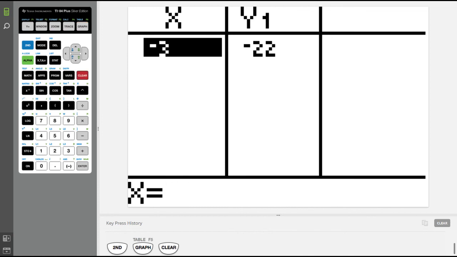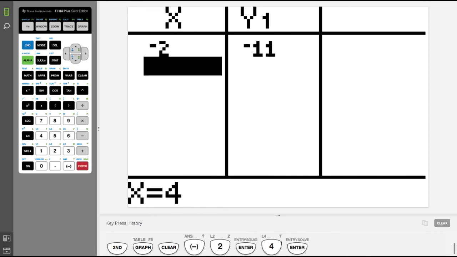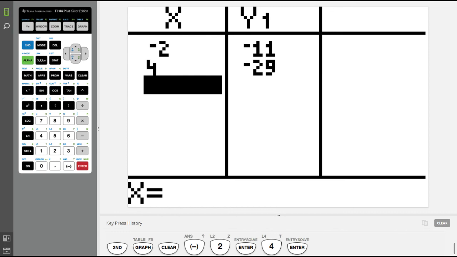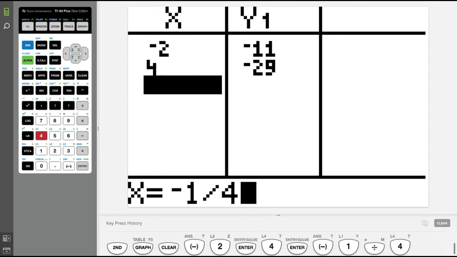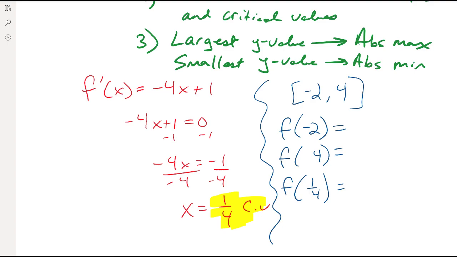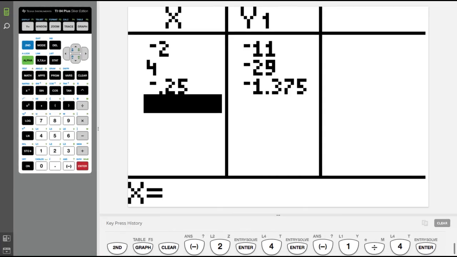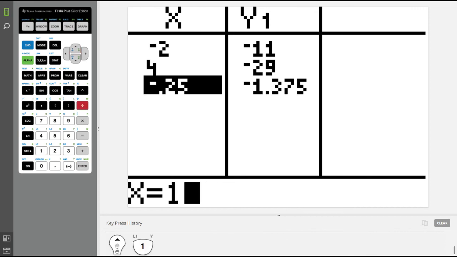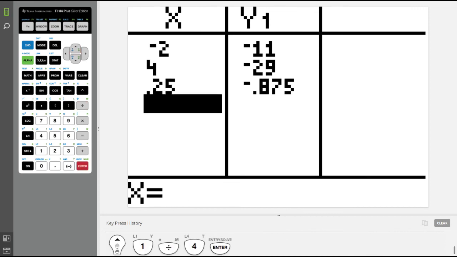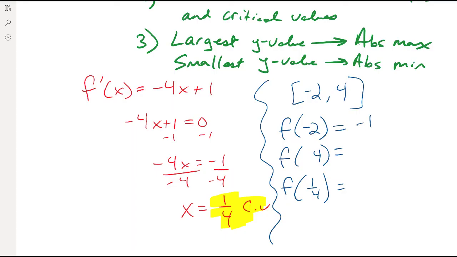Next we're going to go to our table, and we are going to plug in our endpoints, which were negative 2 and 4, and also our critical value. Let me double check those values: negative 2, 4, positive 1/4. Let's change that x value to a positive 1/4. Okay, so we get negative 11, negative 29, negative 0.875. Make sure I grab those correctly.